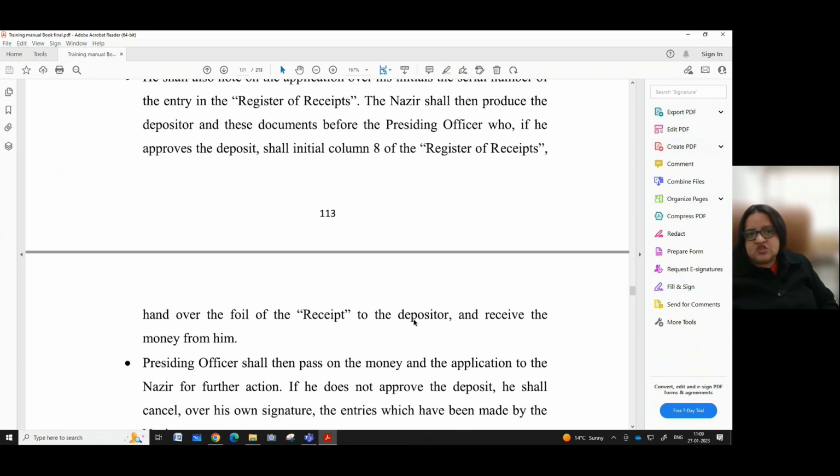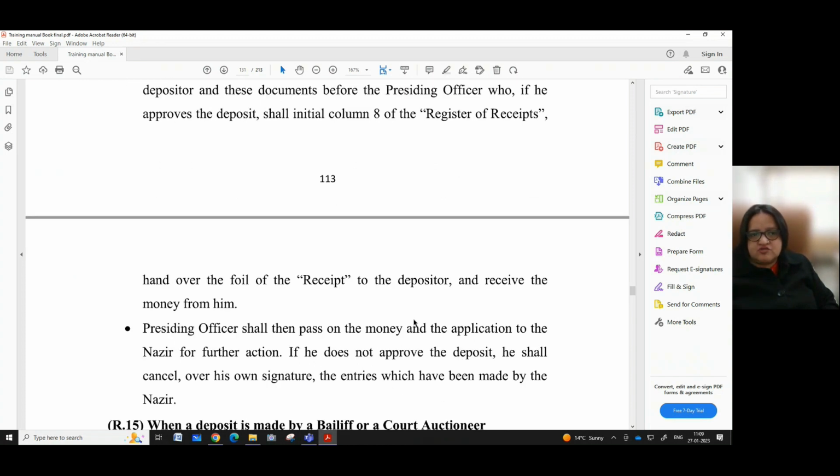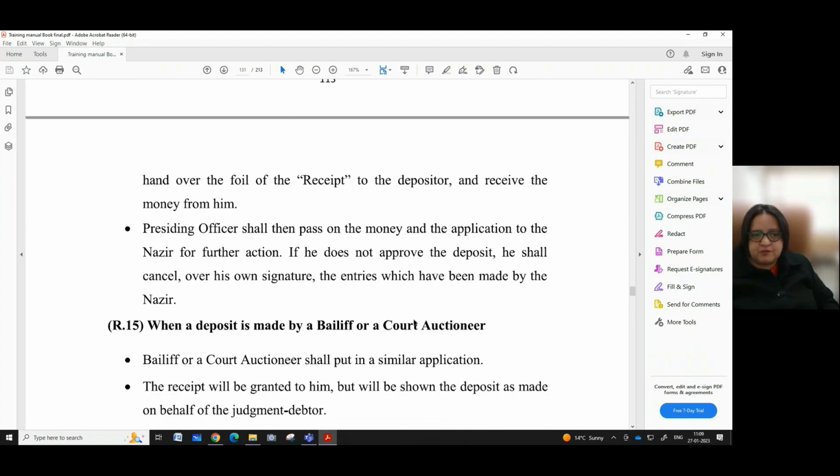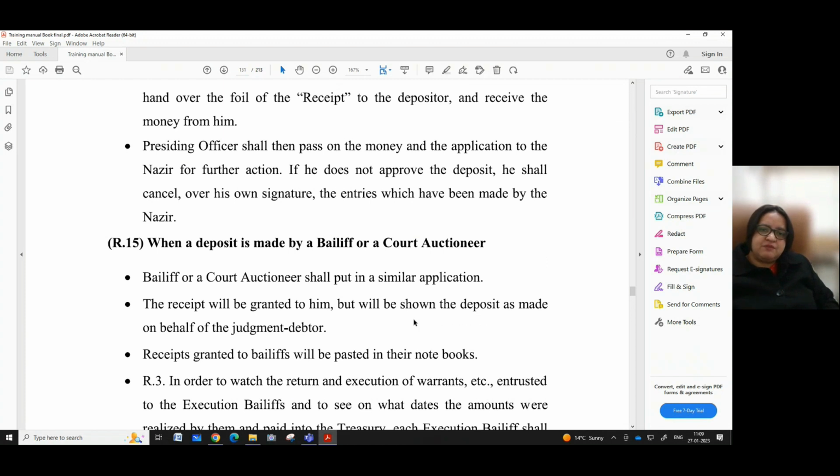who, if he approves the deposit, shall initial column 8 of the register of receipts, hand over the foil of the receipt to the depositor and receive the money from him. The presiding officer shall then pass on the money and the application to the Nazir for further action. If he does not approve the deposit, he shall cancel over his own signature the entries which have been made by the Nazir.